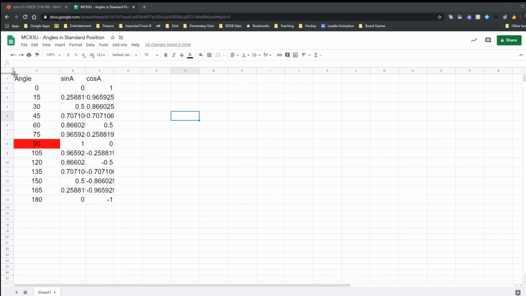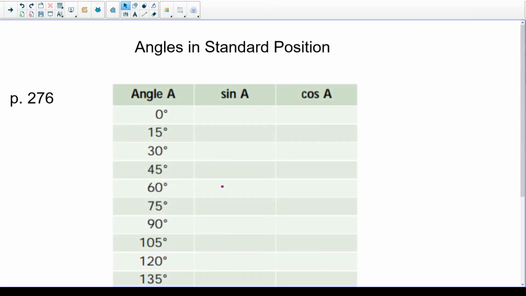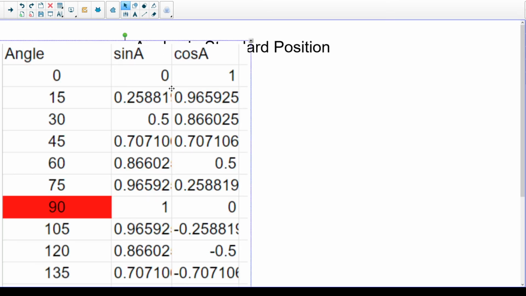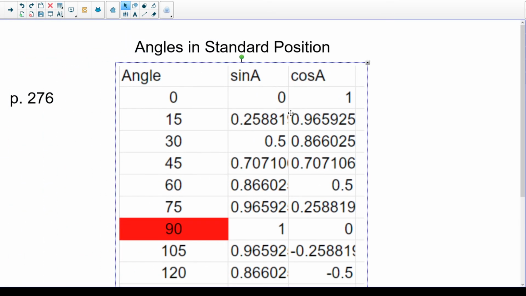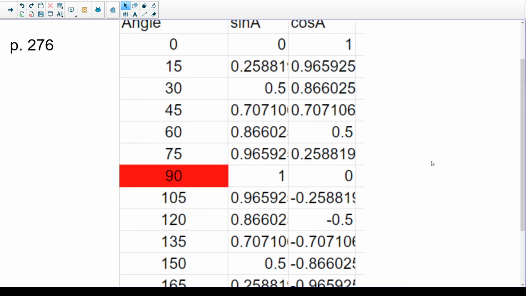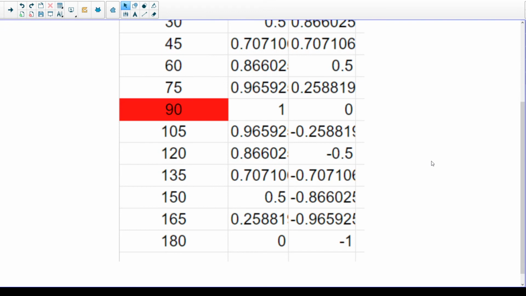I'm just going to copy this table and bring it into the note. I'm going to replace this by that. So let me switch over here. Now I don't have to fill it in by hand. It's all filled in for me. Okay.